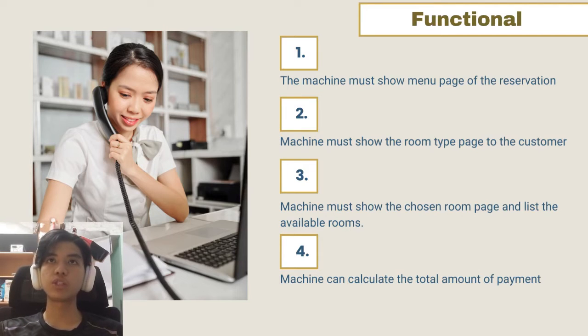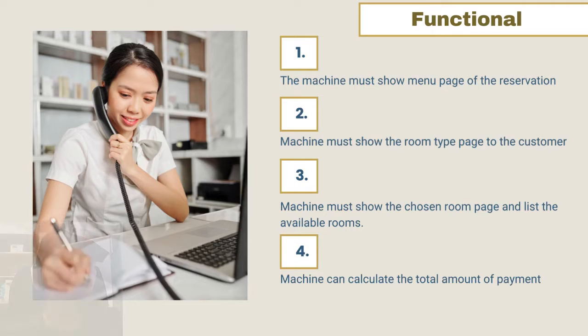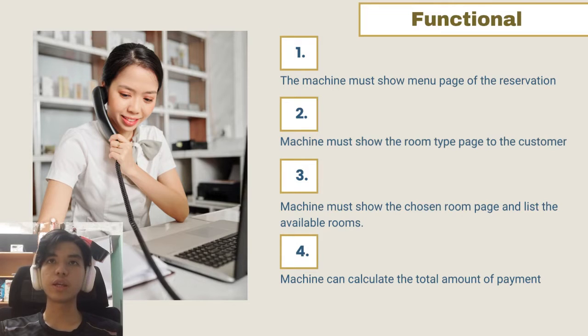Number one, the machine must show the menu page of the reservation. Number two, the machine must show the room type page to the customer. The third one is the machine must show the chosen room page and list the available rooms. The last one is the machine can calculate the total amount of payment that the customer has to pay.